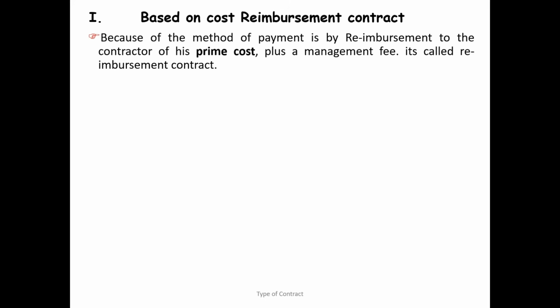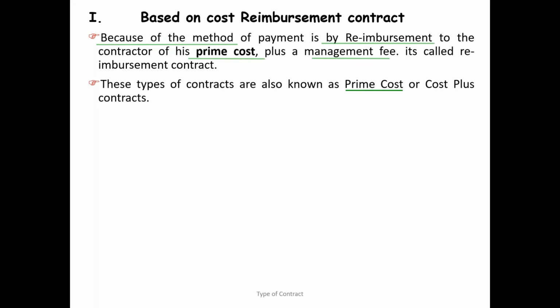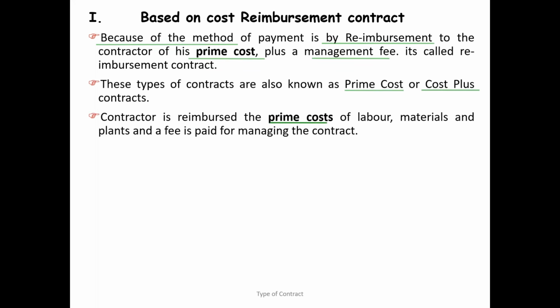Based on a cost reimbursement contract, what happens? The payment mechanism in this particular type of contract is that you are going to pay the contractor prime cost plus his overhead and profit fees. So whatever real expenses happen, you are going to pay as a client. So what exactly is the prime cost? What does prime cost mean, or what is your understanding of prime cost? The prime cost is the cost of labor, material, and plant, which is the basic cost, right?